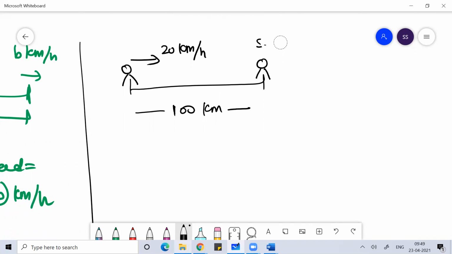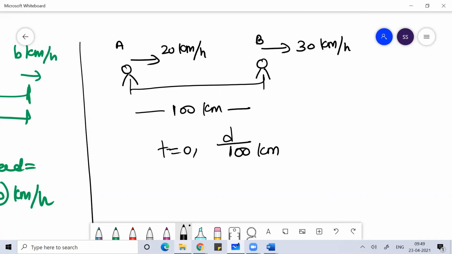Now next thing, suppose this object is not stationary. Suppose this object is moving in the same direction at 30 kilometers per hour. Now suppose this is A, this is B. So suppose B is running at 30 kilometers per hour and A is running toward B, 100 kilometers behind, at 20 kilometers per hour. Then in this case, A will never be able to catch B. Okay, so you can understand very easily. At time equal to 0, the distance between A and B is 100 kilometers.